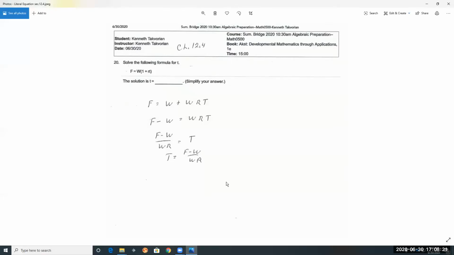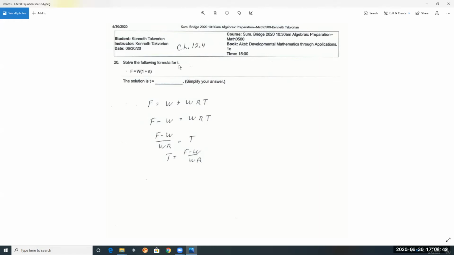In section 12.4, we're asked to solve literal equations. That means there is more than one letter, different letters. We solve it the same way as we solve regular equations. In this case, we're going to distribute. So W times 1 is W. W times RT is WRT.